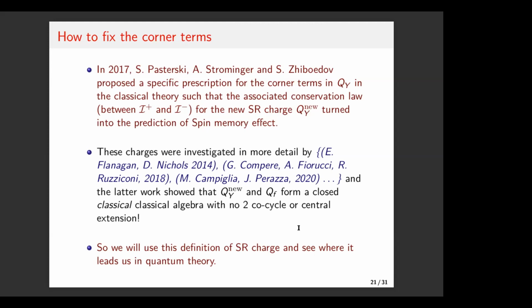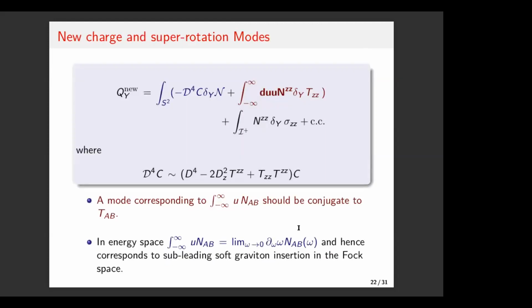So that's our goal. Let me just tell you schematically what this new superrotation charge is. The term in blue is the new term. There is this fourth sphere derivative which acts. As you can see, this new term depends on the constant shear and the leading order of the news. It's a very unexpected term from the perspective of superrotation, because these are really the modes that we associate to supertranslation.